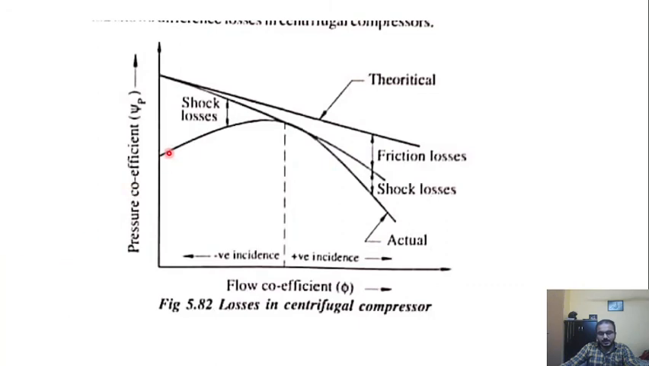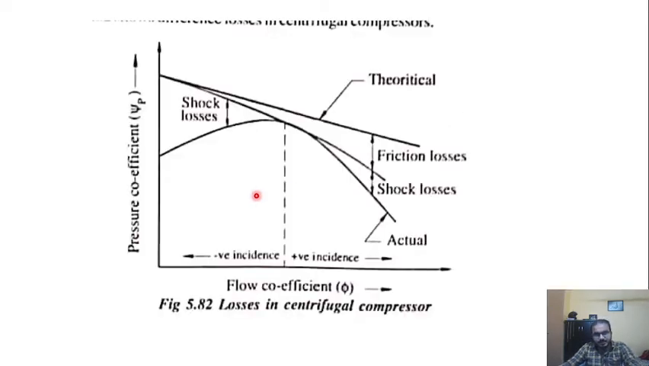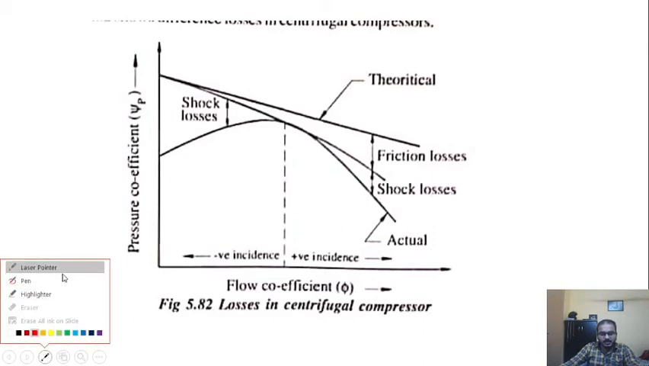which shows the final loss considering all these losses. So it can be observed that the total loss is minimum with zero incidence.